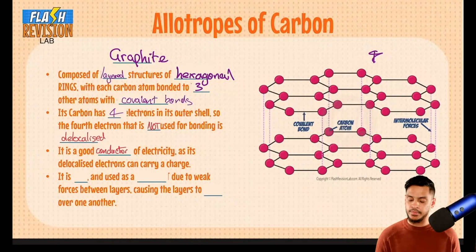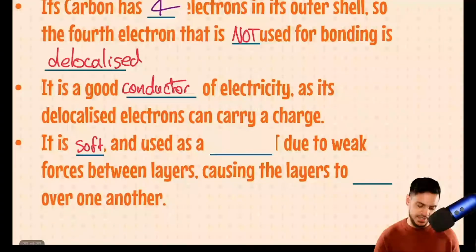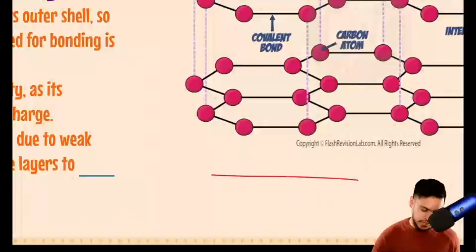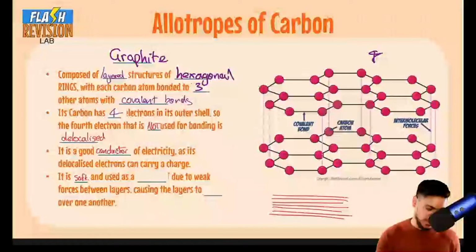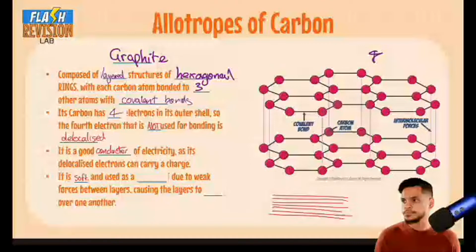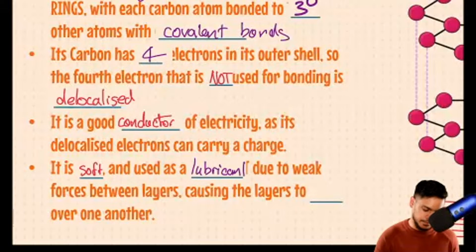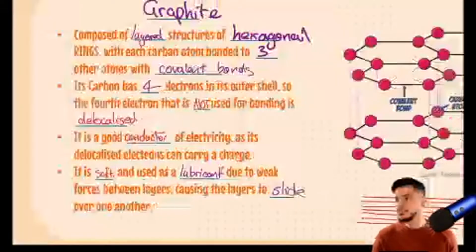Another unique property is that it is soft. The reason it's soft is because remember it's got this layered structure, so these layers can slide. Look at it from the side. These layers basically look like this. One block of graphite would look like this, and the layers can slide over each other, and that's what makes it a soft substance. For that reason, it's used as a lubricant, because the layers can slide over each other.